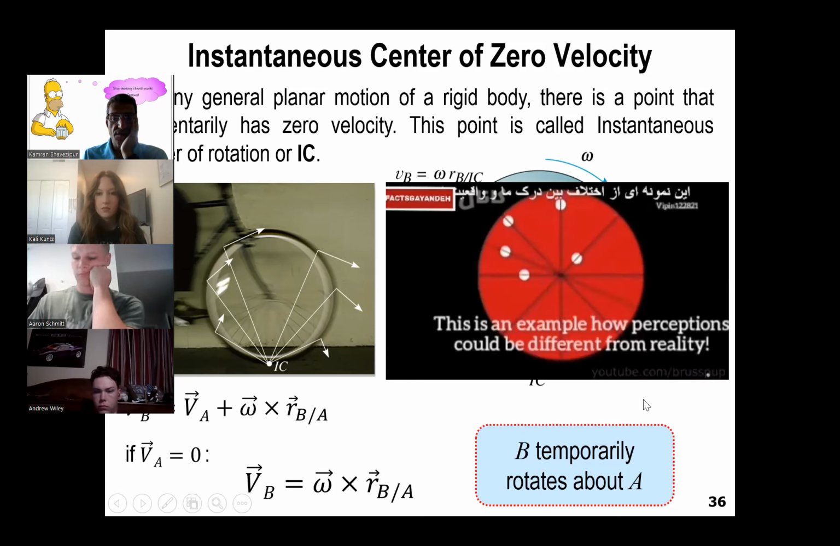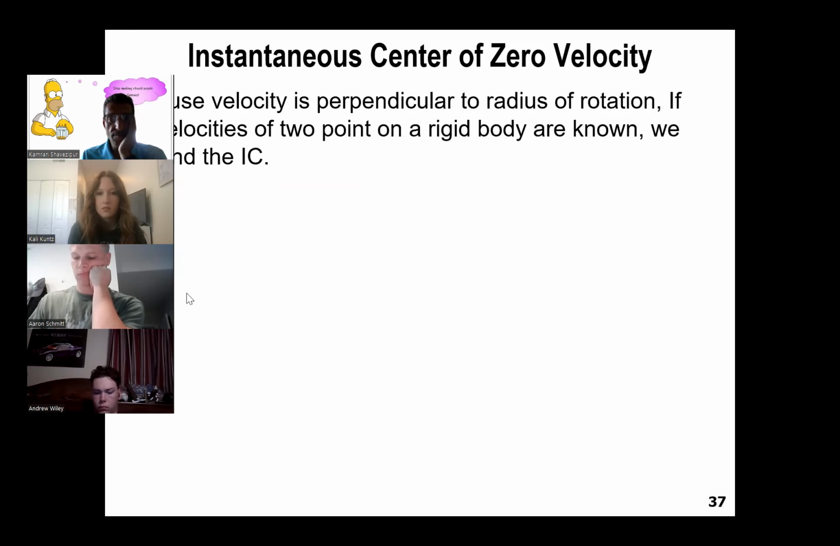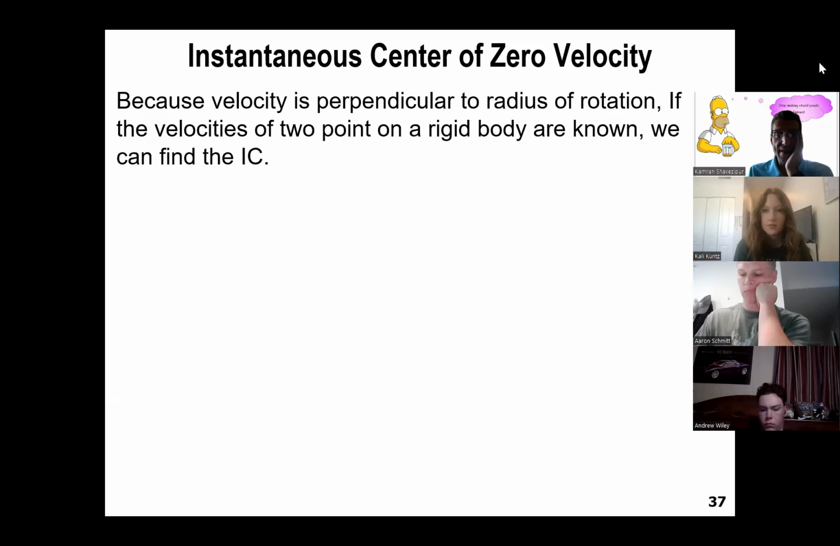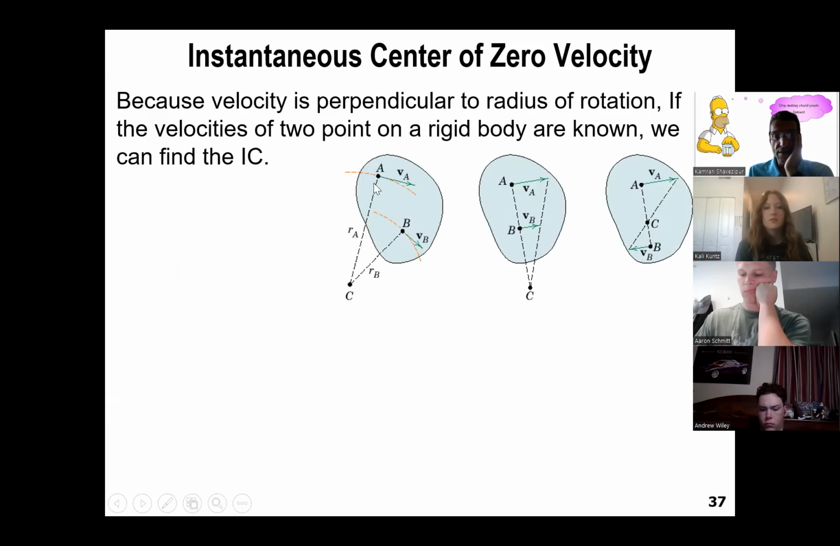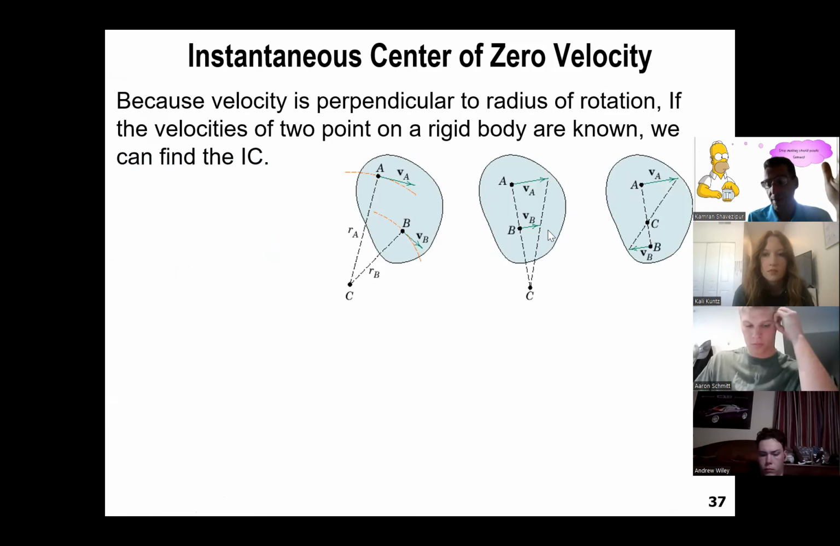Right? So it stops like that. Now the question is how we can find IC, considering the velocity is perpendicular to the radius of rotation. Remember, this is like rotation about a fixed point. It's not permanently fixed, it's temporarily fixed, right?